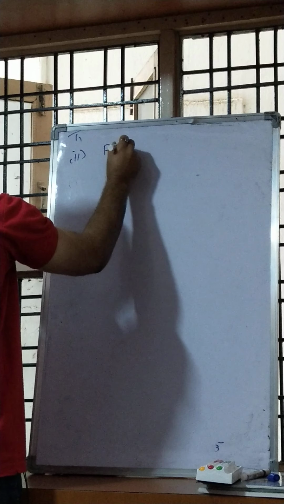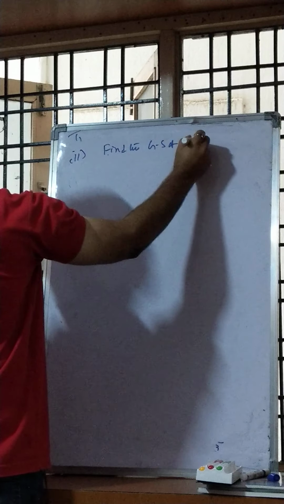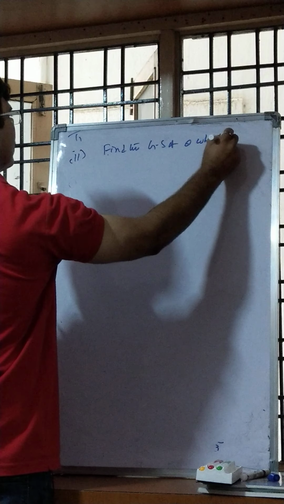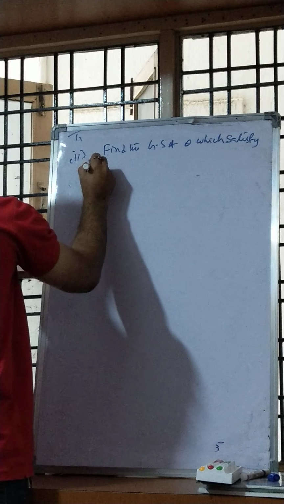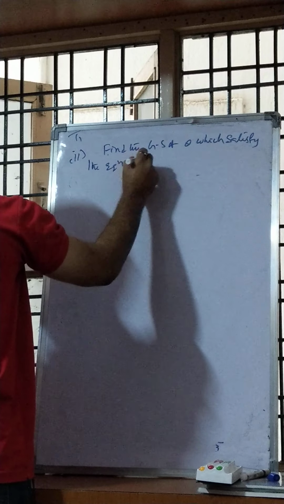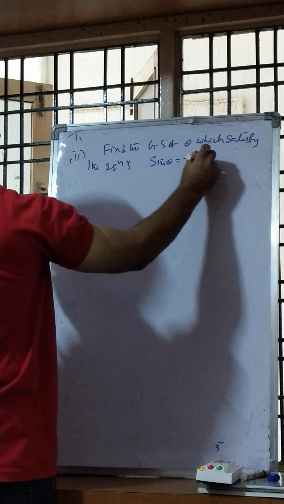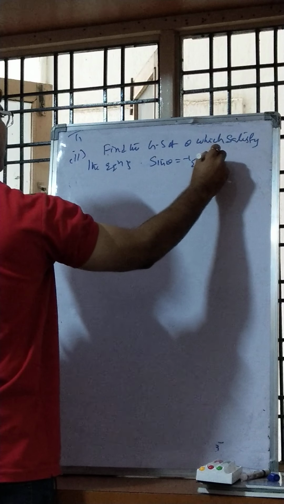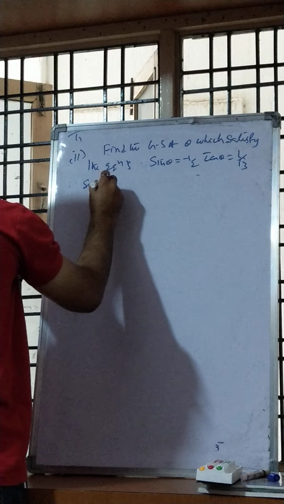They'll say it like this: find the general solution for theta which satisfies the equations. Here he has given sin theta is equal to minus 1 by 2, and another one, tan theta is equal to 1 by root 3, simultaneously.